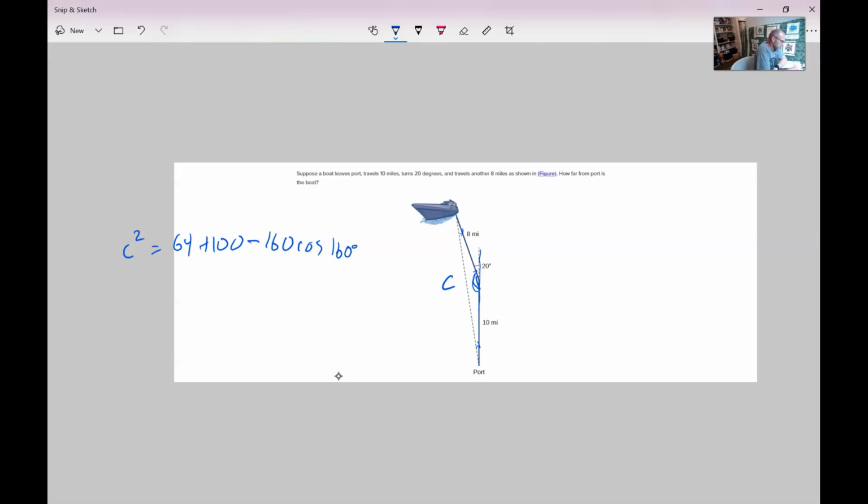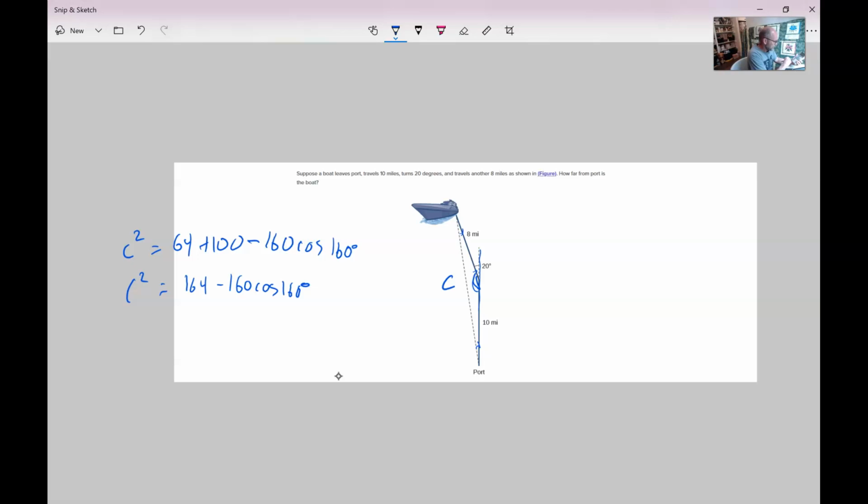Okay, so now we just got to find out what C is, or find out what the right side is and square root it. So that would be 164 minus 160 times cosine of 160. A lot of 160s in here. Remember, you cannot do 164 minus 160 because 160 is multiplied by cosine. You got to multiply first.